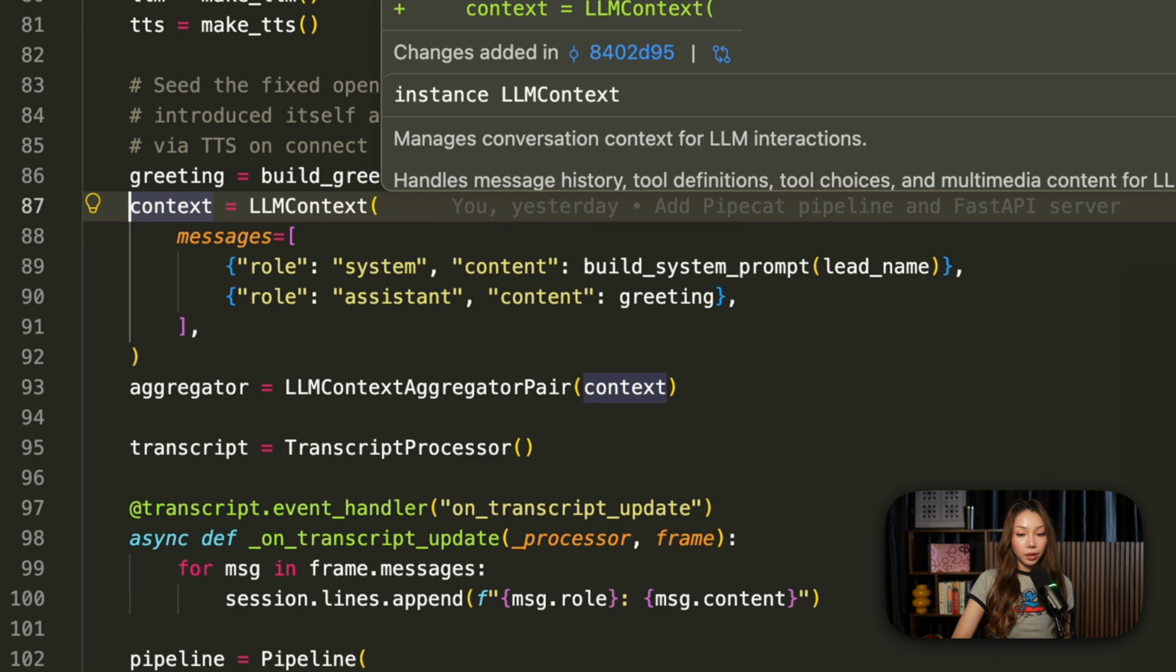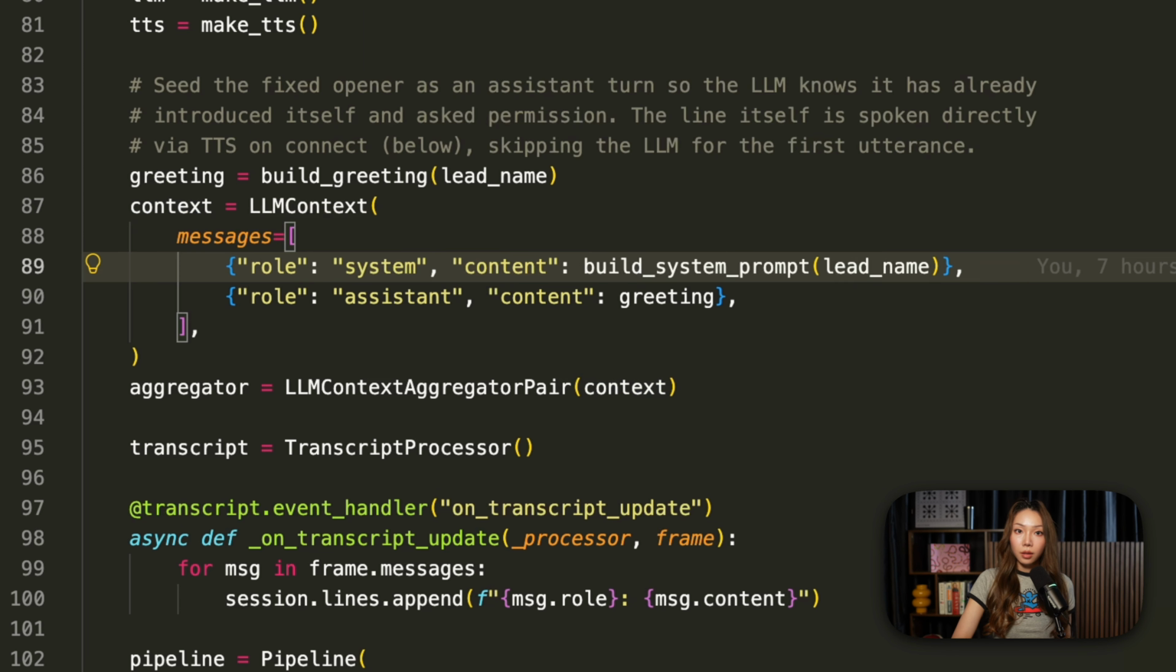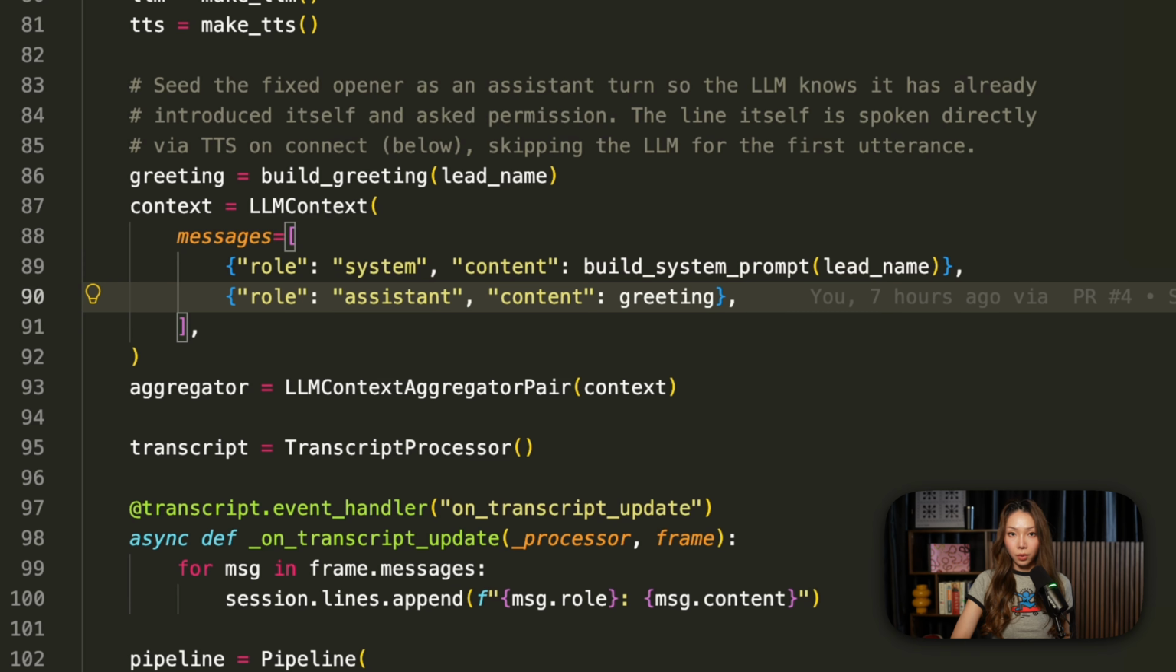So here, the context object is that running memory. We started with 2 messages. The system message is the whole prompt we just looked at, the agent's rulebook. Notice the second one. We preload the greeting as if the agent had already said it. That's so the model knows it's already introduced itself and asks permission, and doesn't awkwardly do the whole hello a second time on its first real turn.